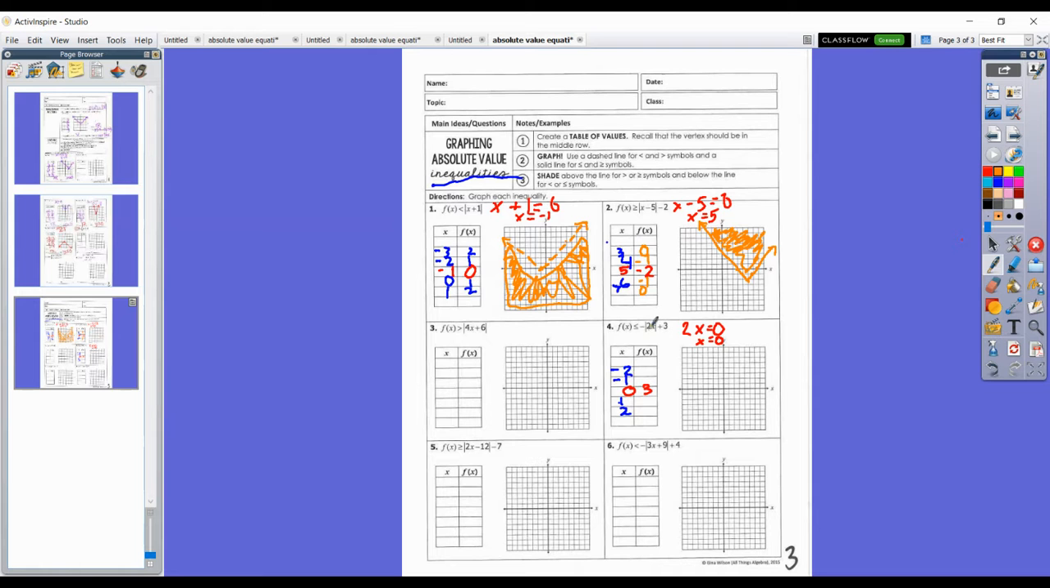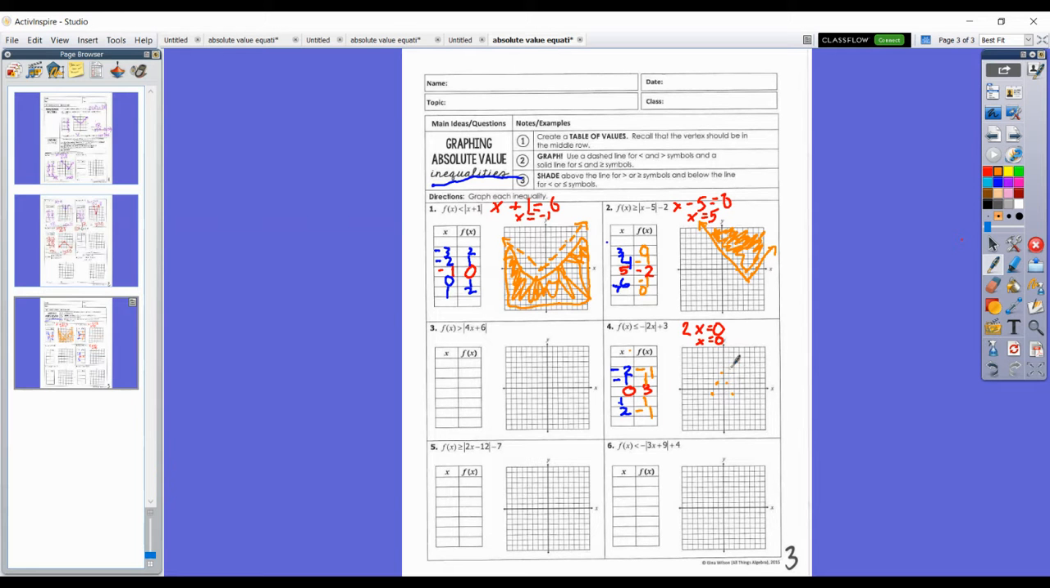So -1, when I plug that in, I get a 1. When I plug in -2, I get -1. When I plug in 1, I get 1. And when I plug in 2, I get -1. All right, so now let's plot these 5 points. -2, -1. -1, 1. 0, 3. 1, 1. And 2, -1.